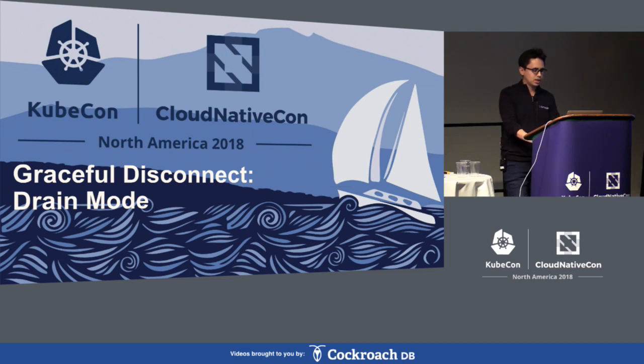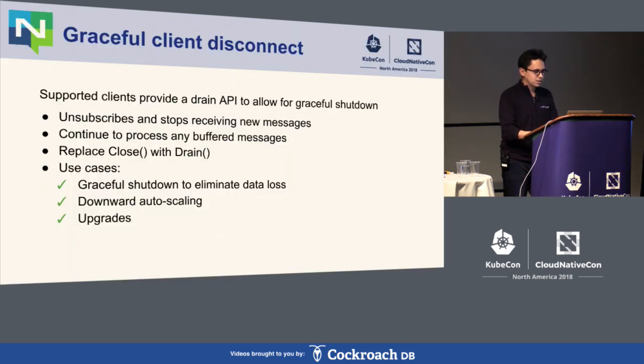So first I want to start with the graceful disconnect, which is the drain mode. This is a client-side enhancement. There are no changes to the server for this. So it's a new API call from the clients. It's called drain, and it allows the clients to detach from the cluster gracefully.